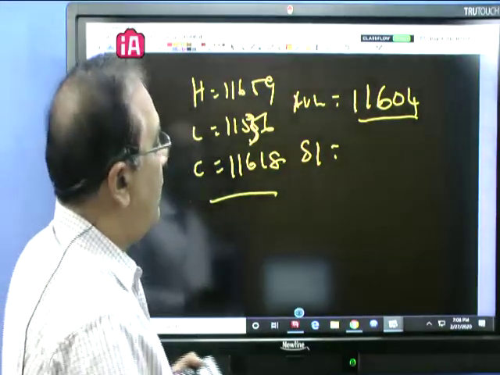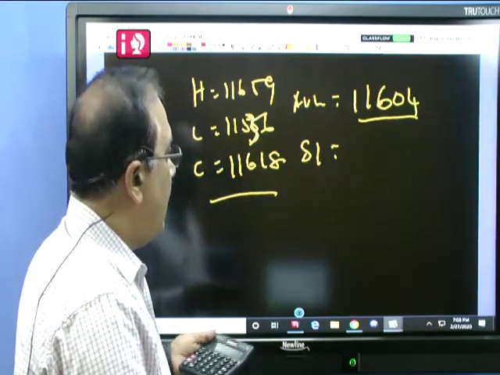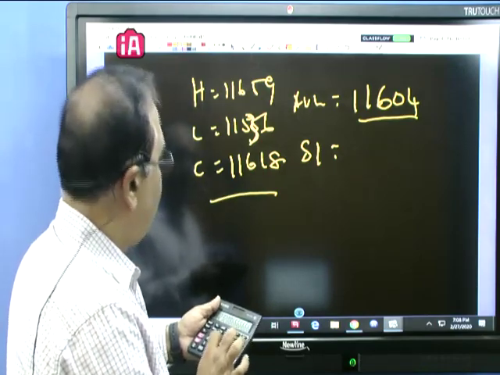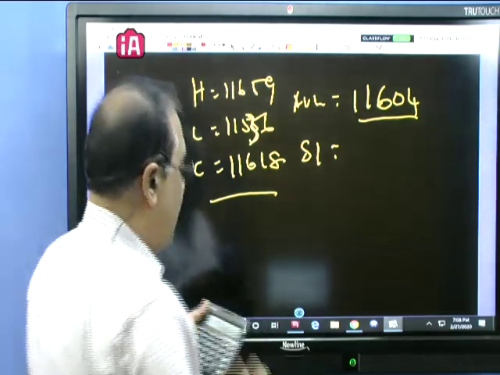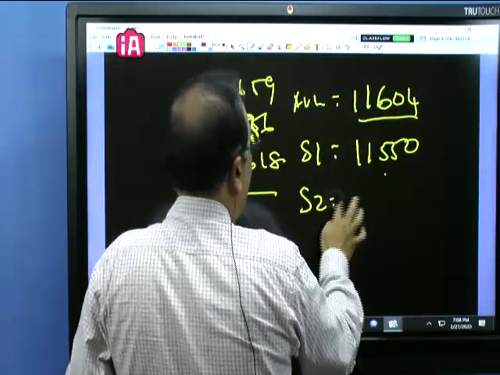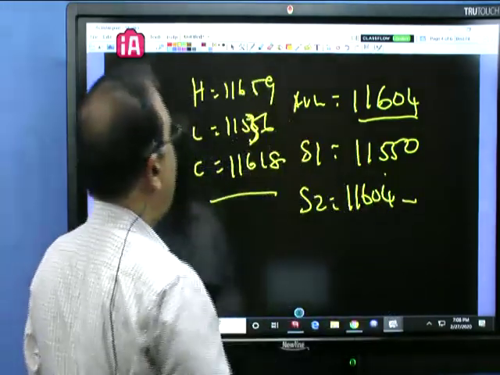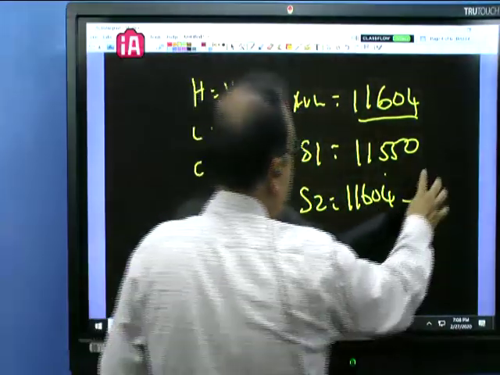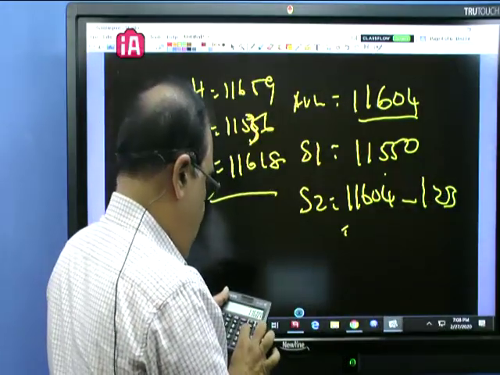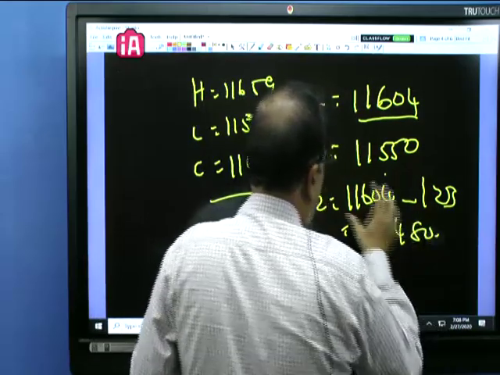It means that possibly we can have a support at S1 or S2. S1 is 11,604 into 2 minus 11,659, which is 11,550. S2 is average 11,604 minus today's range. Today's range is approximately 123 rupees, so S2 is 11,604 minus 123, 11,480. So we will confine ourselves up to this.